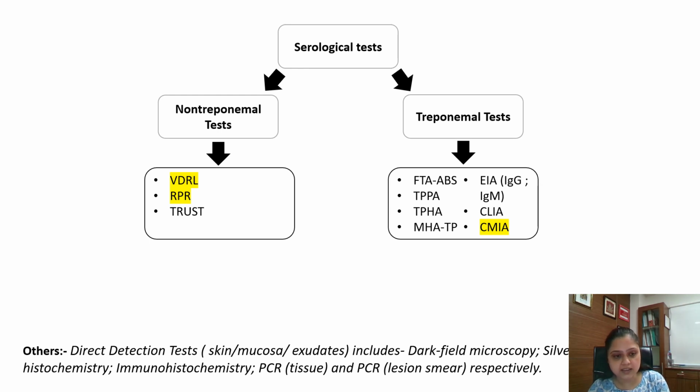There are other methods which can be used for making a diagnosis of syphilis, which fall under the category of direct detection methods, where the sample specimen is taken from the lesion, which could be skin or any mucosa or exudates, and it could be subjected to dark field microscopy, or specialized stainings, histochemistry, immunohistochemistry, and we can do the PCR for the same.